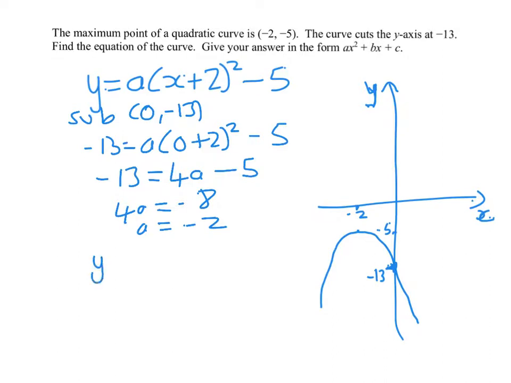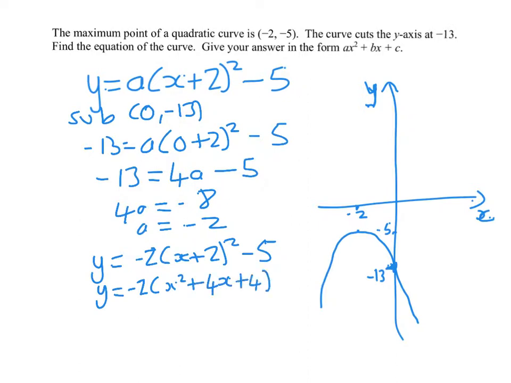So y is going to equal -2 (x plus 2) all squared minus 5. Do stop and rewind if there's any of these points you need reiterating. So -2 all times (x squared plus 4x plus 4). I'm just expanding that bracket there. Minus 5.